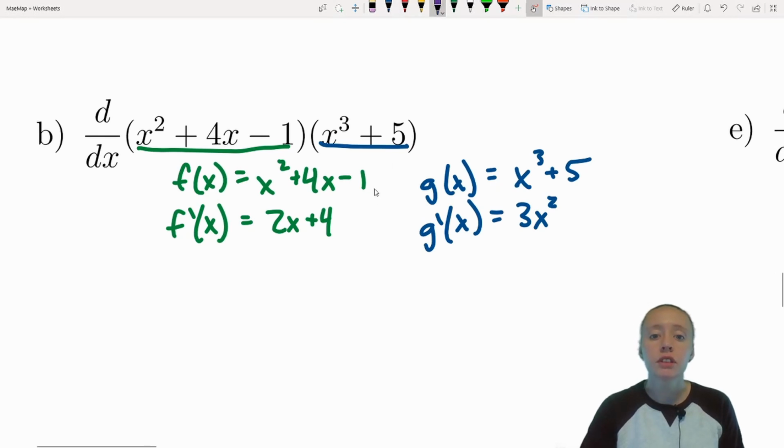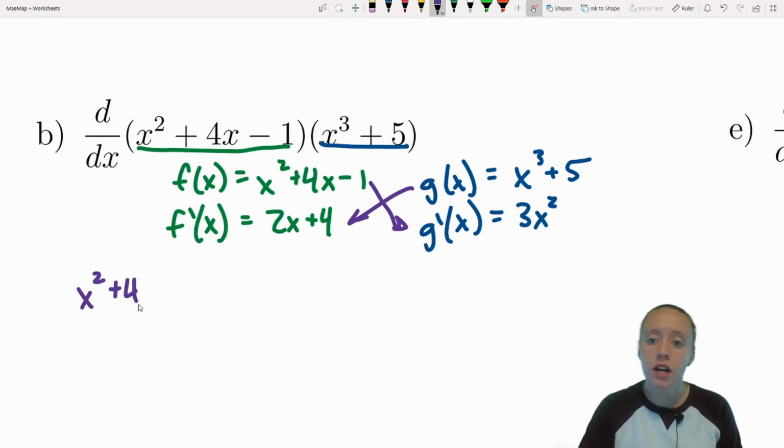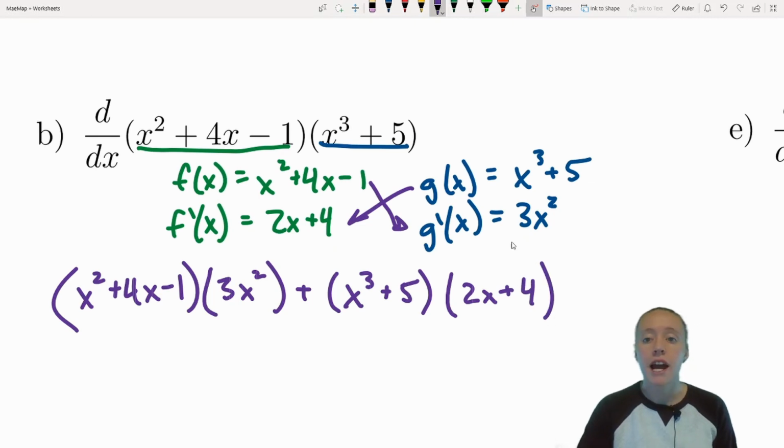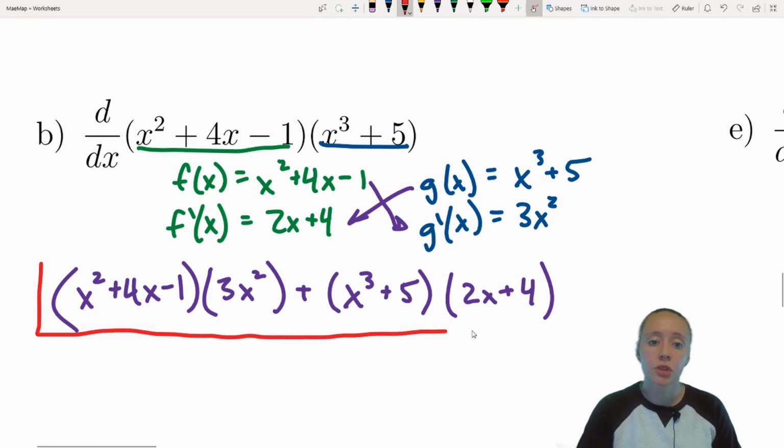So for the product rule, next step, draw that cross in between. So we're going to have x squared plus 4x minus 1 times 3x squared plus x cubed plus 5 times 2x plus 4. And there we have it. That's our derivative with respect to x.